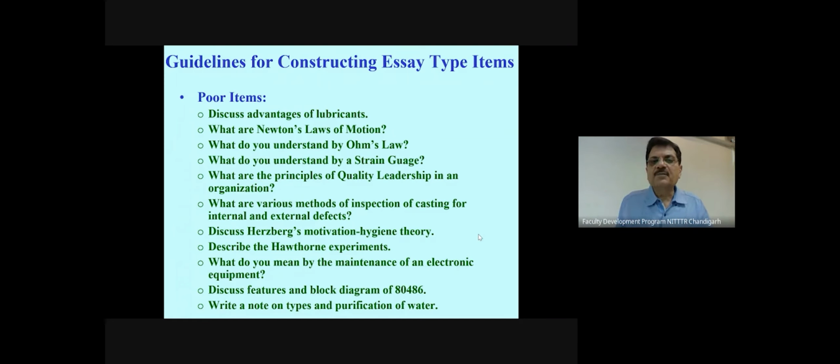Discuss Herzberg's motivation hygiene theory. Describe the Hawthorne experiments. What do you mean by the maintenance of an electronic equipment? Discuss features and block diagram of 80486. Write a note on types and purification of water. Types and there are so many methods of purification of water.